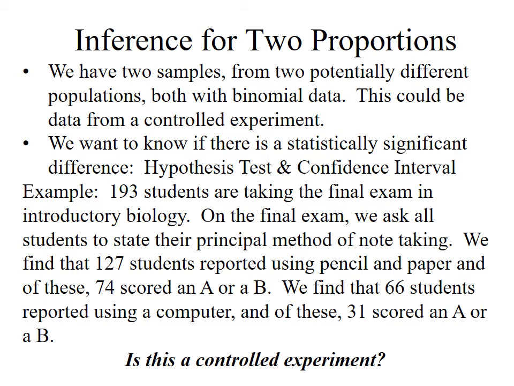What if I have binomial data from two different samples that are from two potentially different populations? For instance, I get data from a controlled experiment. I have my control group and my test group. I do something to them. I measure some result. I get binomial data, a yes or a no from each element of my samples. And I get a difference, but I want to know: is this difference statistically significant?